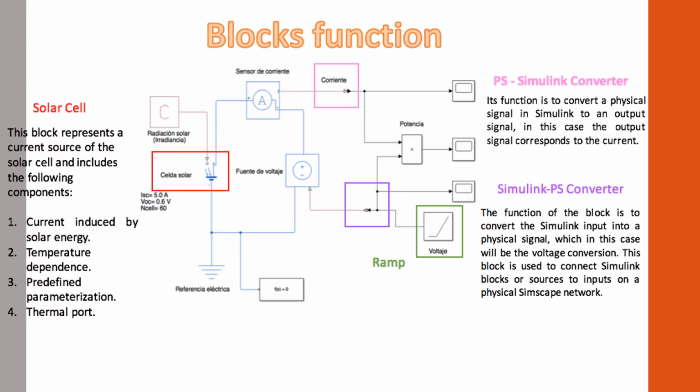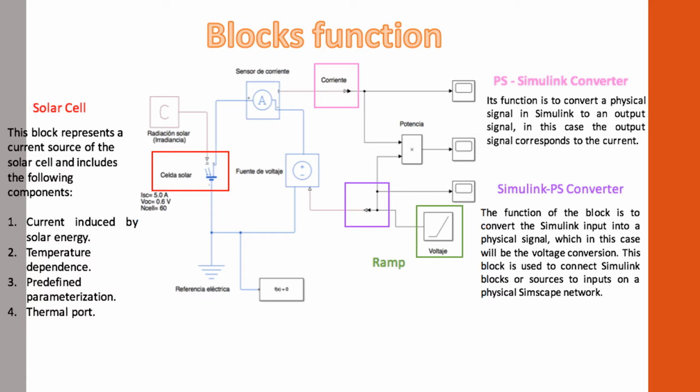The next block is the PS-Simulink Converter. Its function is to convert a physical signal into a Simulink output signal. In this case, the output signal corresponds to the current. This block is used to connect the outputs of a physical Simscape network to Simulink oscilloscopes. Then we have the Simulink-PS Converter block. Its function is to convert the Simulink input into a physical signal, which in this case will be the voltage conversion. This block is used to connect Simulink blocks or sources to the inputs of a physical Simscape network.